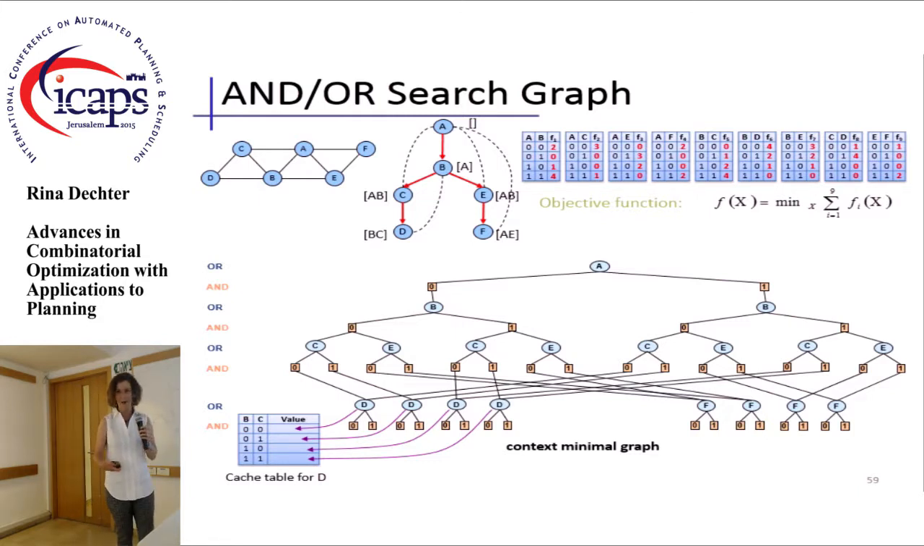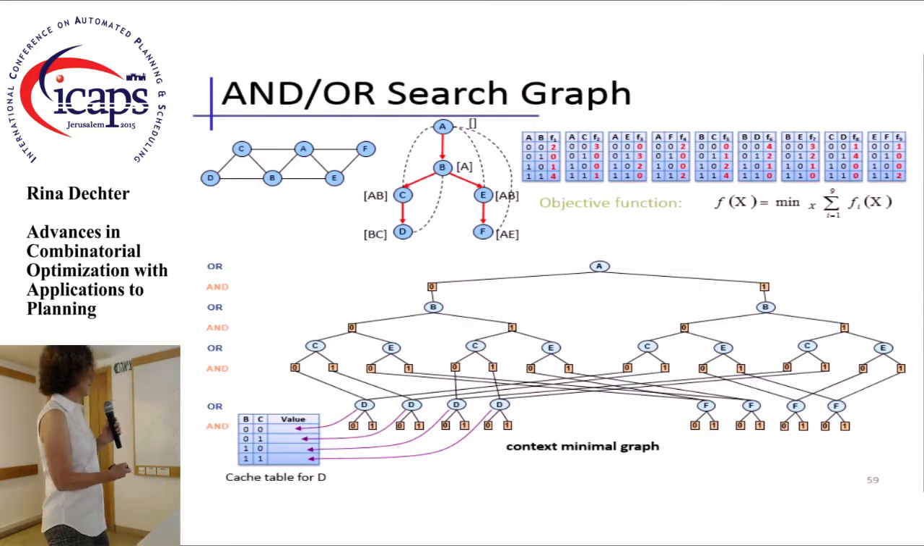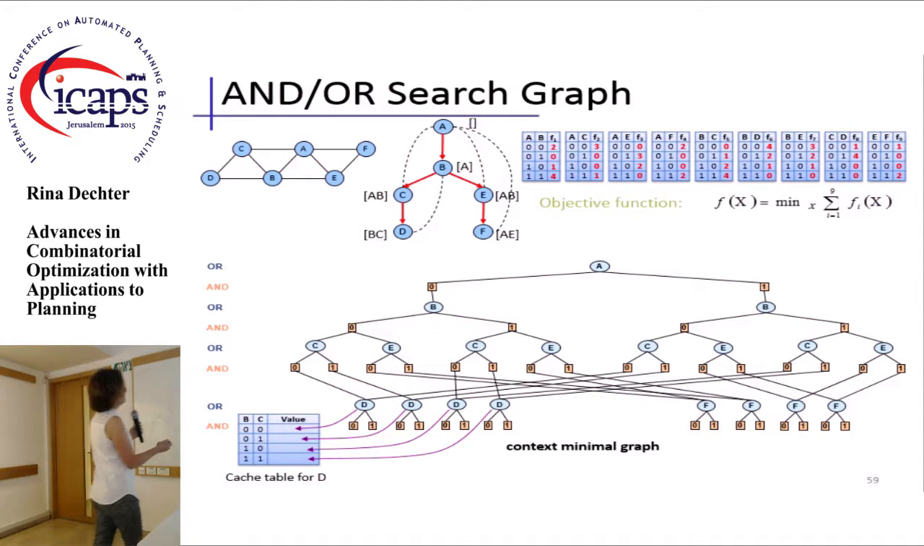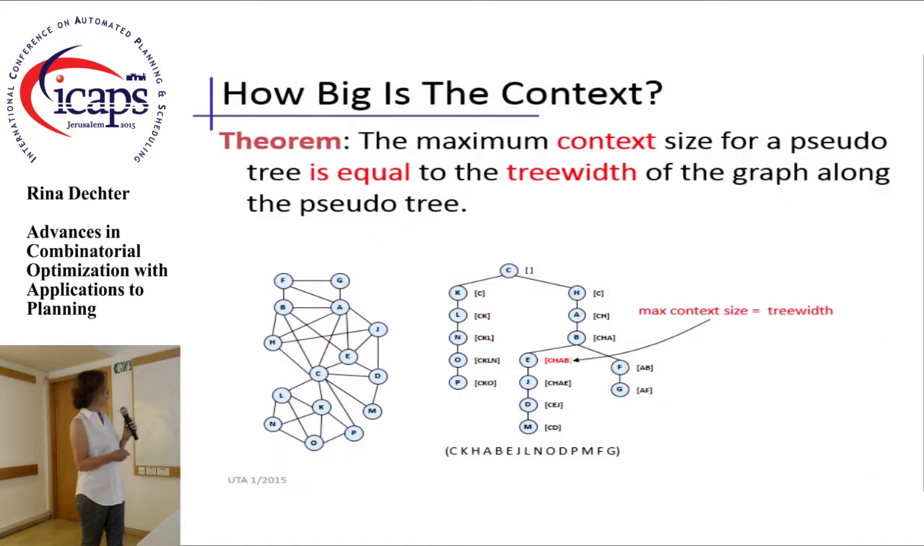So you can see now context. The interesting thing is that we can show that the context size is bounded by the induced width. It's easy to realize that it's bounded by the induced width, so the level of caching will not be more than exponential in the induced width. So we have now, from the backdoor, the induced width, exponential in the induced width coming to haunt us, but it's a virtue. Here is the general theorem. The maximum context size for a pseudo-tree is equal to the tree width of the graph along the pseudo-tree.